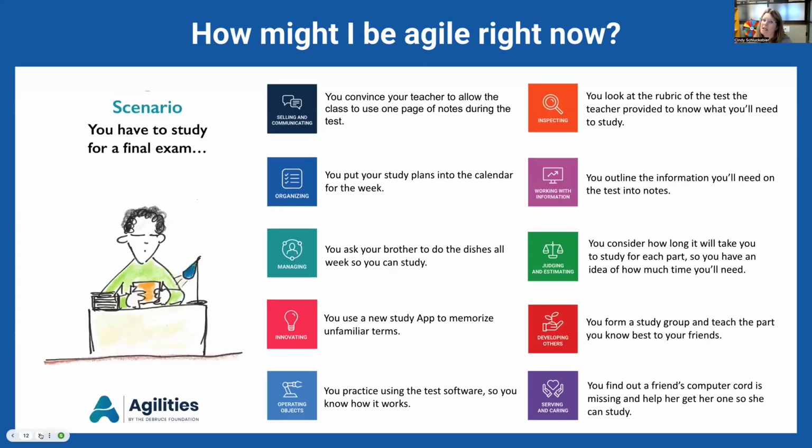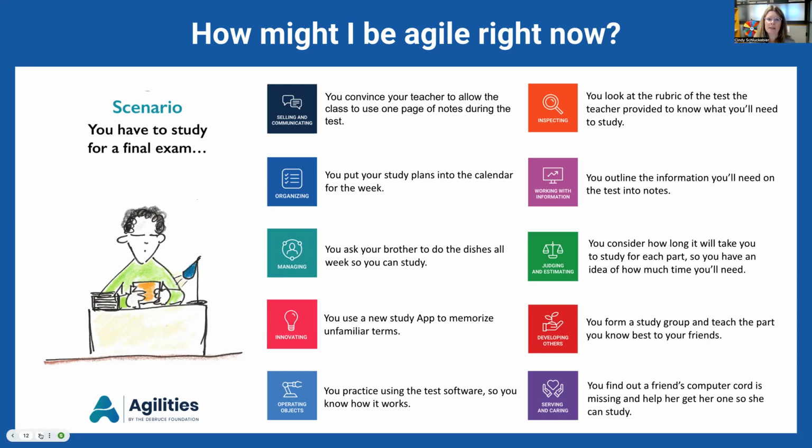When I was teaching, I realized that I had to teach my students what it meant to be agile right now. The cool thing is I had to come up with a scenario that would resonate with them, so I would often use how to study for an exam. Then we would talk about how each one of these agilities would help them be successful in studying for an exam. You all have probably had that student who has used selling and communicating to get you to allow a note card or their notes on a test, or maybe even try to get you to postpone that test. That's all using persuasion and selling and communicating.